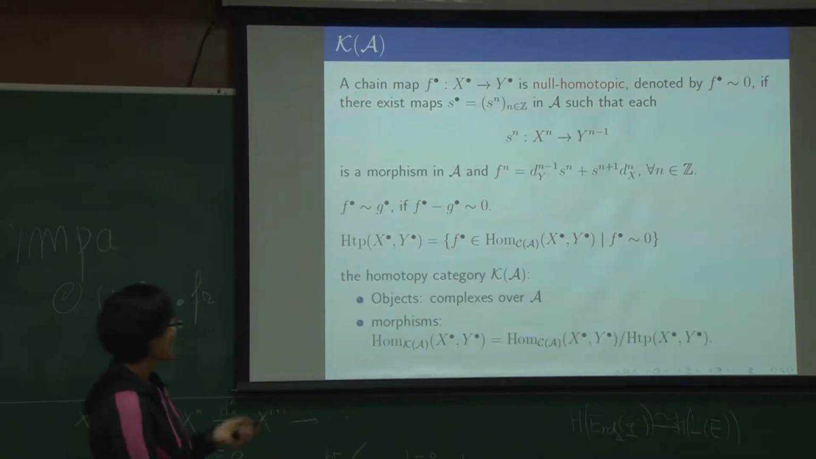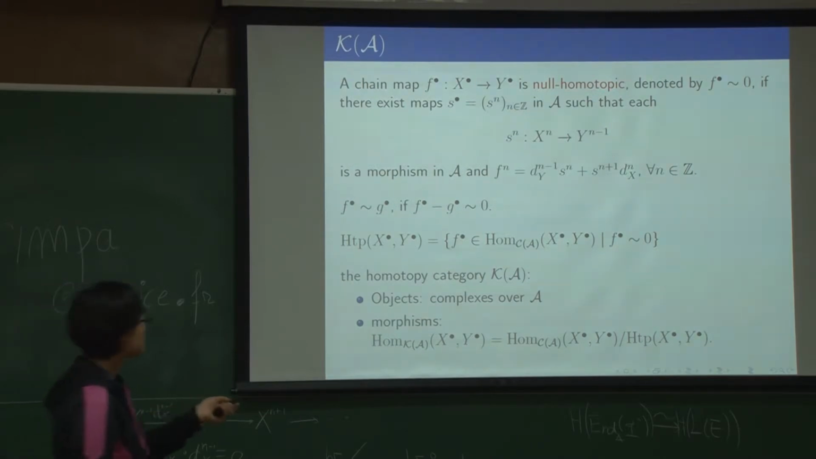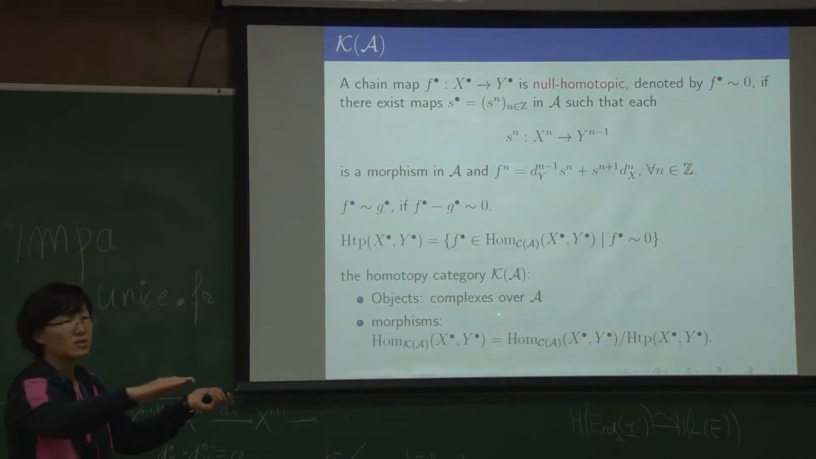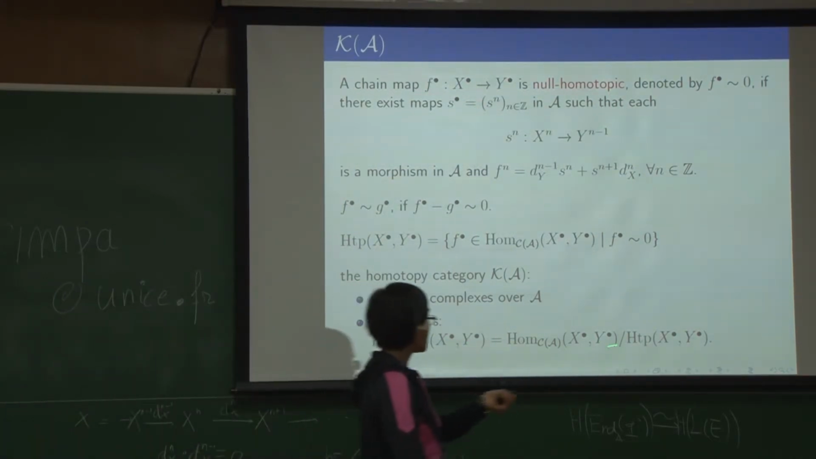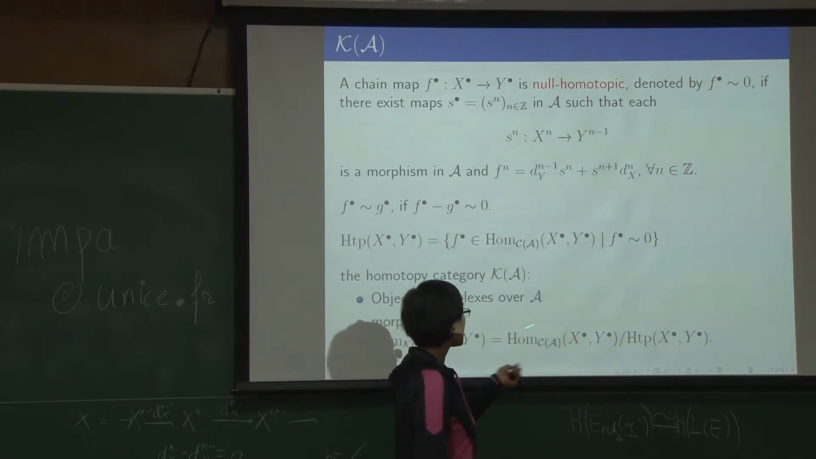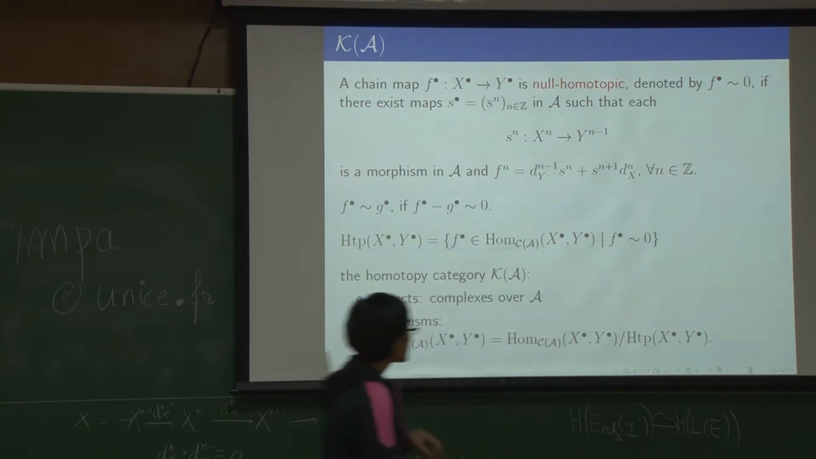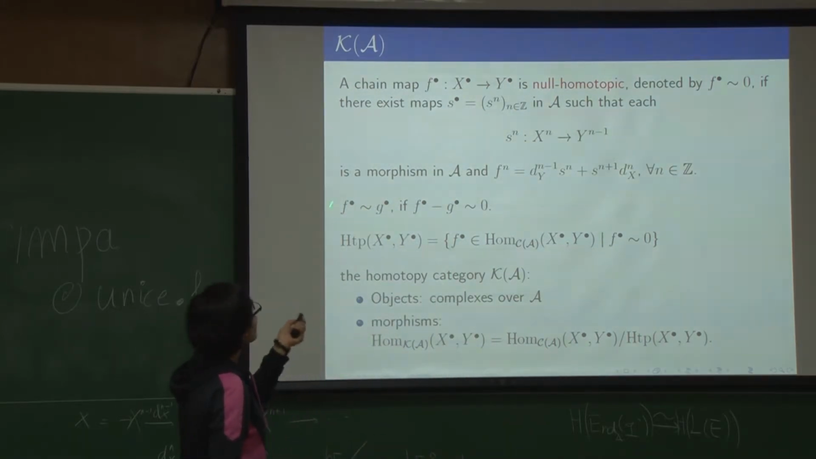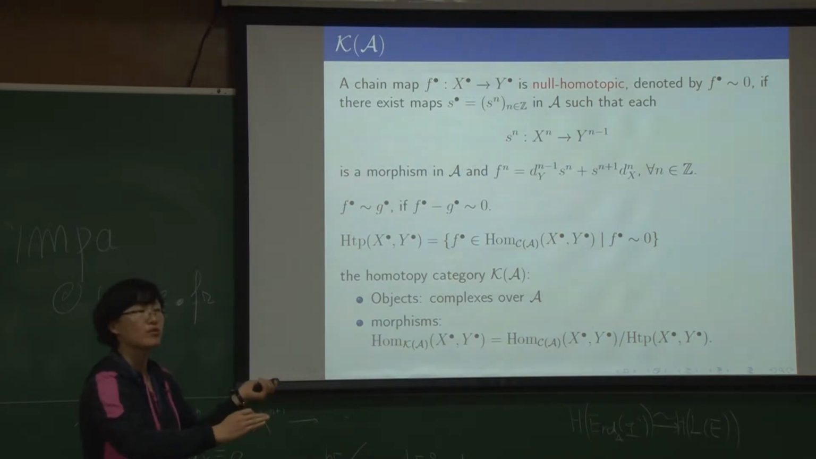So now we have the homotopy category over this additive category A. Objects are still complexes over A. Morphisms here are the quotient. So here are chain maps, and we quotient by this. What does this mean? That means if we have two chain maps that are homotopic, then in this homotopy category they give the same morphism.